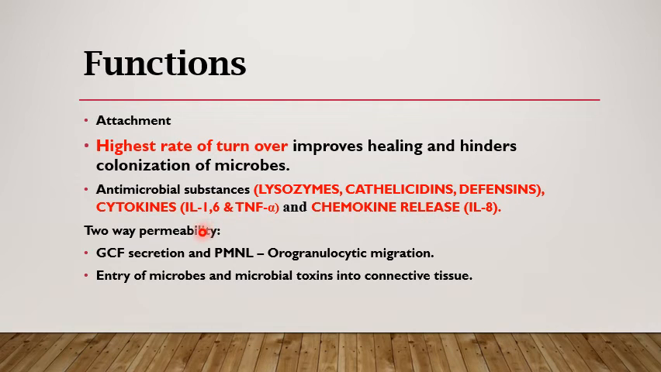As we have already talked, it has permeability. So the permeability is two ways. One, towards the sulcus, and from the sulcus to the connective tissue. So it helps in GCF secretion and what we call orogranulocytic migration. PMNLs come from the connective tissue to the epithelium and then to the sulcus. It's a very important feature because they are the first line of defense cells. They prevent the entry of microorganisms. But still, because this tissue is very loose, there is entry of microbes and microbial toxins into the connective tissue.